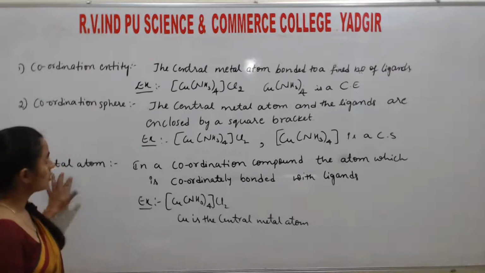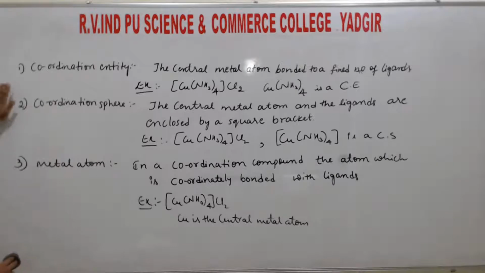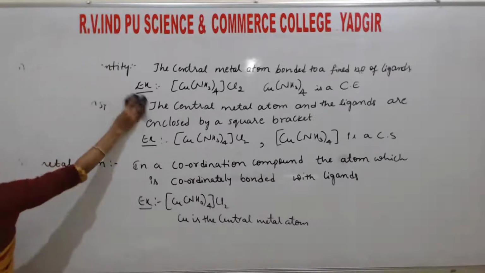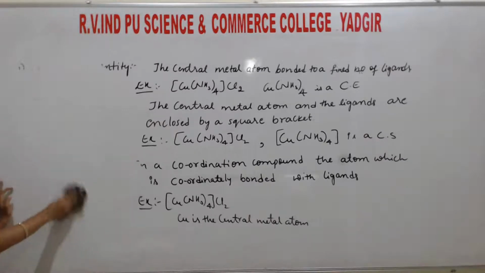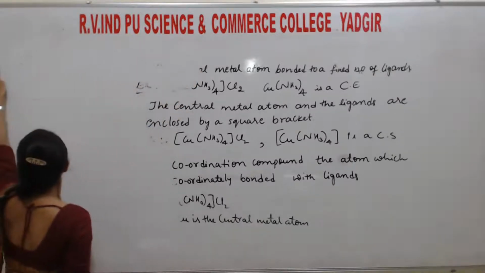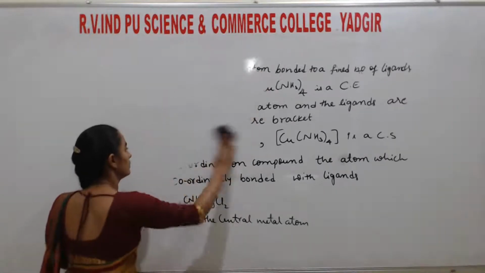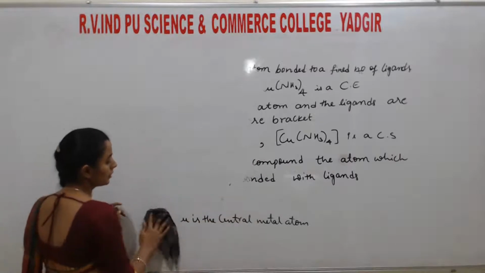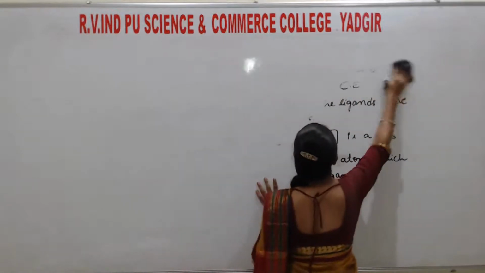Next one is the ligand, students. I hope you wrote all these definitions: coordination entity, coordination sphere, and the central metal atom. Here, the central metal atom, as I told you, accepts a pair of electrons, so it is a Lewis acid.